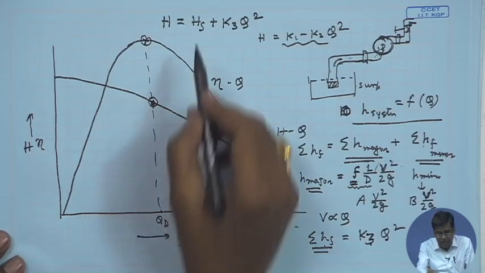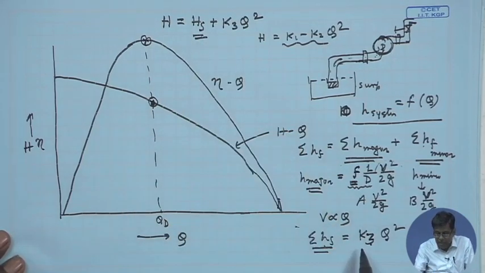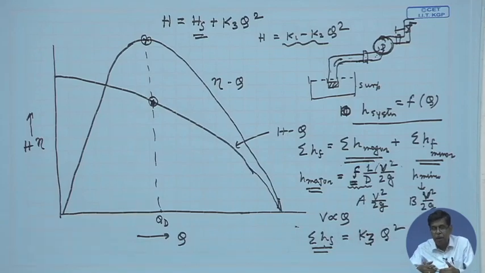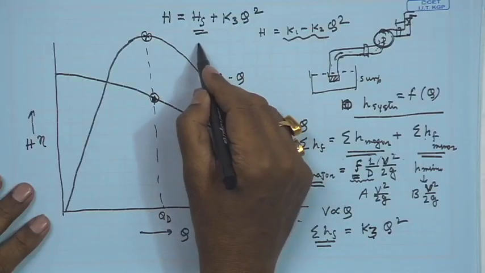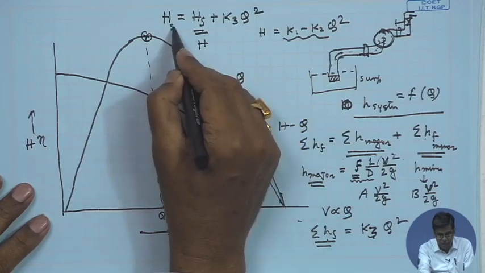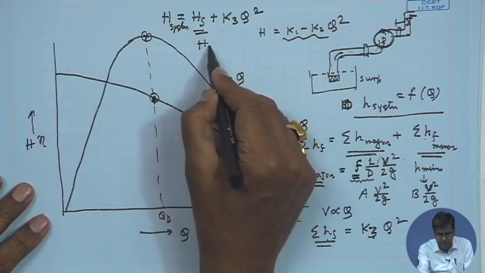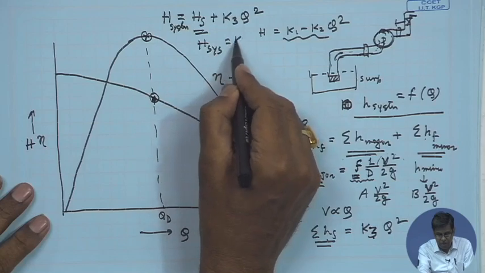You understand that if there is no static lift, that means the pump distributes water in a horizontal plane. So, it does not lift water vertically above. In that case H is 0, and you can write H system is equal to K3 Q square.